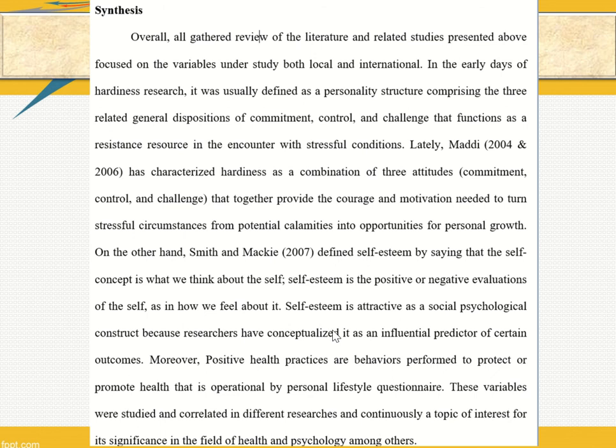Again, for the synthesis, you are making meaningful of the gathered data to your present study. Okay, you are rationalizing why your gathered literature and related studies are important in your present study. Okay, so how are you going to use now those related studies and literature in your present study? That should be reflected in your synthesis. So, example, these variables were studied and correlated in different researches and continuously a topic of interest for significance in the field of health and psychology, among others.